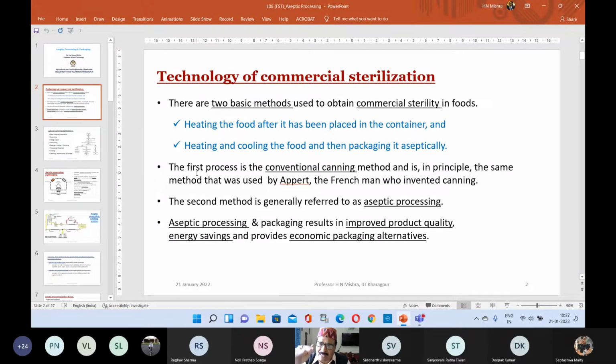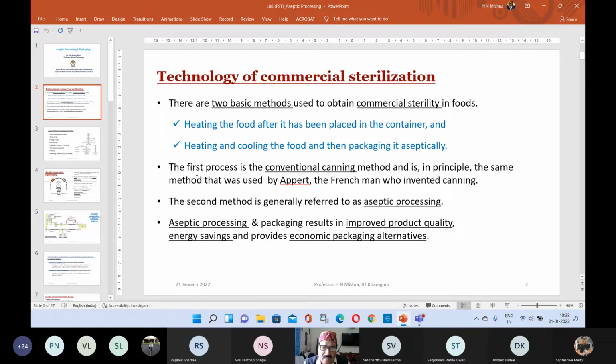There are traditional cans and traditional glass bottles. Many industries still follow them, like cold drinks in traditional bottles, or canned peas, canned rasgulla, canned pineapple slices and other fruit slices. But as I told you, there were problems: energy use, nutrient destruction, and not much flexibility for the producer to have an attractive package design that can attract consumers.